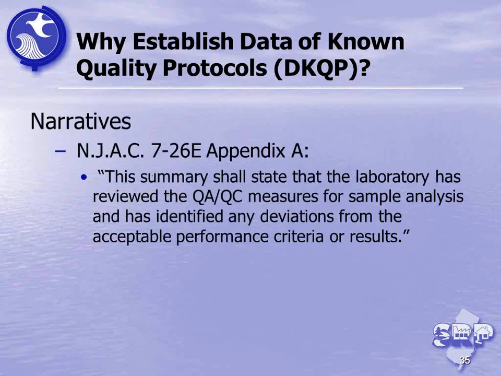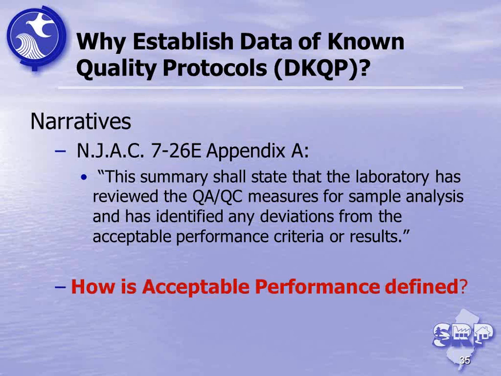So why did we develop them? And Greg really expressed this, but I found this in the technical requirements. Narratives for a project: this summary shall state that the laboratory has reviewed the QA/QC measures for sample analysis and identifies any deviations from acceptable performance criteria or results. So the question is, what does acceptable performance mean? How is that defined? I offer that if you go to any laboratory, they're going to say that they did great. So how are you going to judge what is acceptable performance? They're not going to say, well, we ran these samples and it really stunk, but pay us anyway. That's not going to happen.